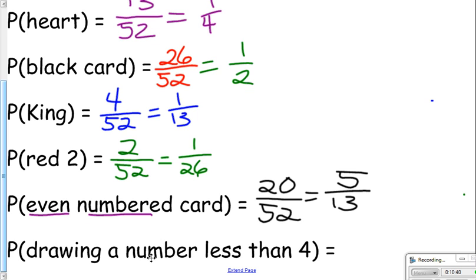And this said a number less than 4. So I would say that we have 2 cards in each suit. So we could write it as 2 out of 13 in a given suit, which would be the same as having 2 cards in each suit. So that would be 8 out of 52. Either of those would be fine answers.